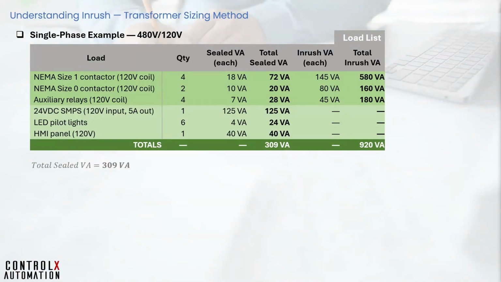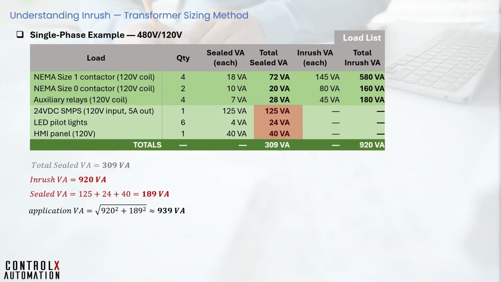For inrush consideration, the worst case scenario is all contactors and relays energized simultaneously, which gives us a total inrush VA of 920. When the system first powers up, the transformer sees this inrush VA plus the sealed VA of the remaining components highlighted here, totaling 189 VA. Now we can calculate the application VA using the vector addition formula, which gives us 939 VA. Then we apply a safety factor on top. I'll go with 25% margin to get the design VA of 1174 VA.